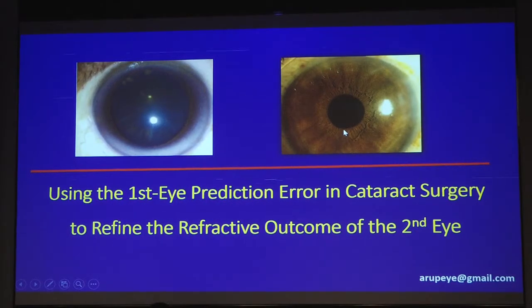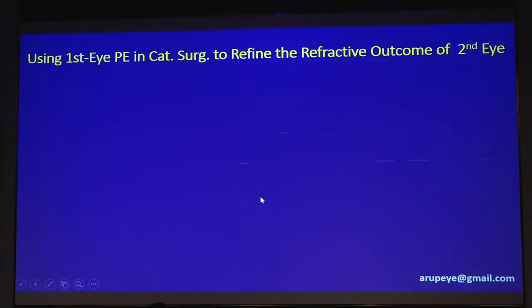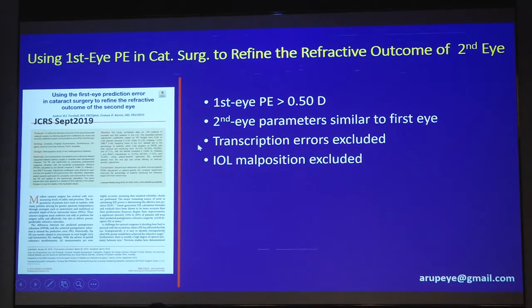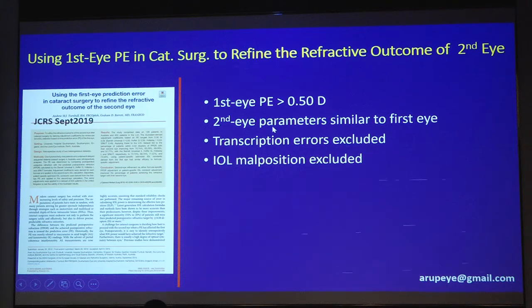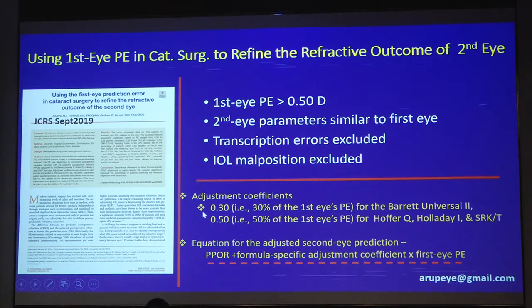I also use the experience gathered from the first eye prediction error in cataract surgery when I take up the patient for cataract surgery in the fellow eye. There's a lot of literature. This is an article from Barrett's team. So this adjustment is applicable when there is interocular symmetry, both eyes are similar, there has not been any refractive surprise, the first eye prediction error is more than 0.5 diopter, and you have excluded other factors like transcription errors and IOL malposition. So an adjustment coefficient of 0.3 or 0.5 has been suggested depending upon the formula that you're using.